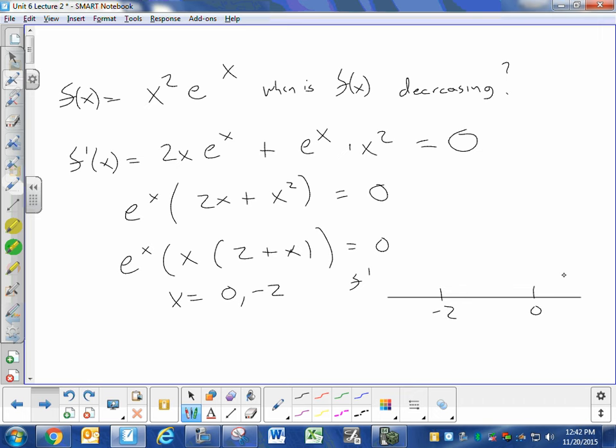I pick a value like 3. I know that e to the x is always positive. So I pick 3, positive, positive, positive. I pick -1. Positive, negative, positive. I pick -3, positive, negative, negative. When are we decreasing? We are decreasing between -2 and 0. Any questions about that? Okay.